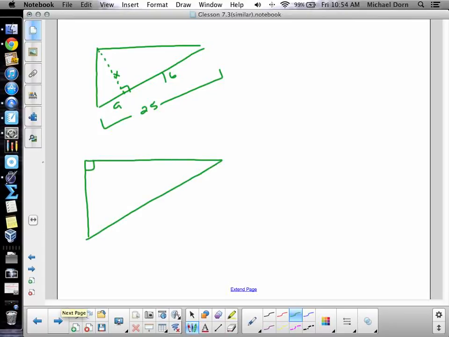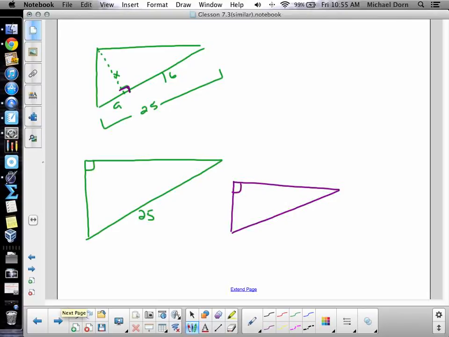Orient the same way. The hypotenuse is 25. That's all we know, right? Next, let's do the middle triangle here. I'm going to orient it the same way as my large triangle. There's my right angle. And we're dealing with this triangle.